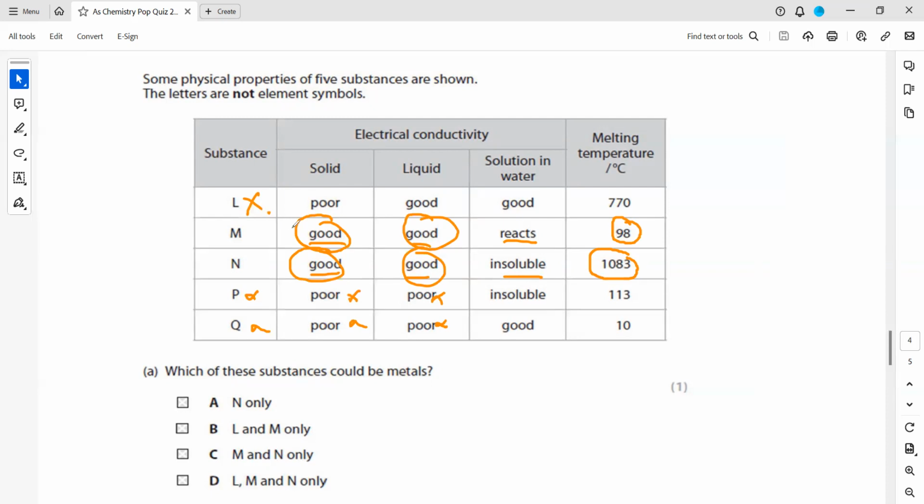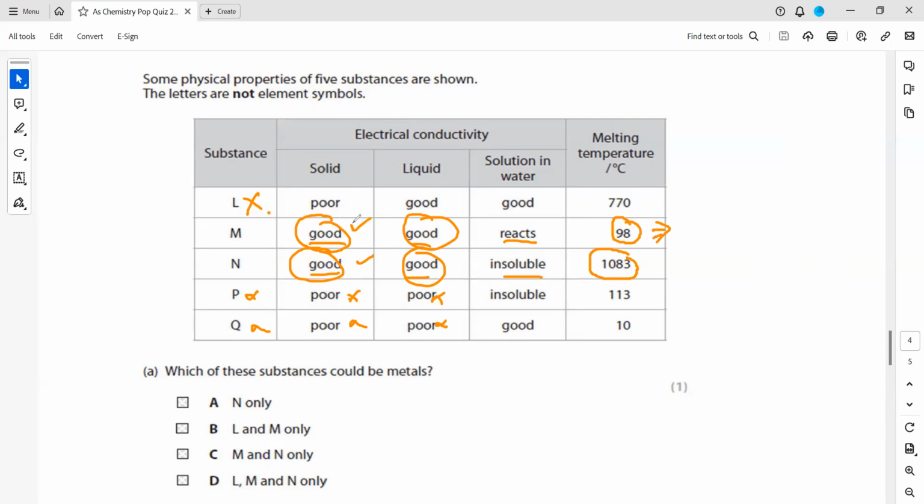So what this gives an idea, because of these properties like conducting electricity in a solid state, the two substances which can conduct electricity in a solid state might be graphite, like a giant structure of graphite, or it might be a metal. So this cannot be graphite. Why? Because if you see the melting point is low. If it was graphite, the giant structure, the melting point should be high.